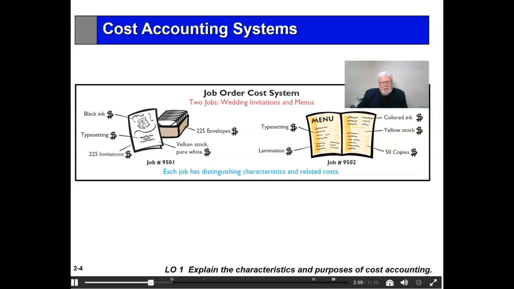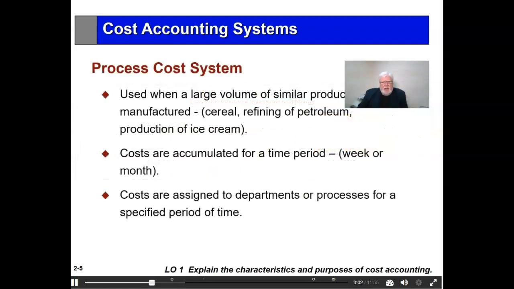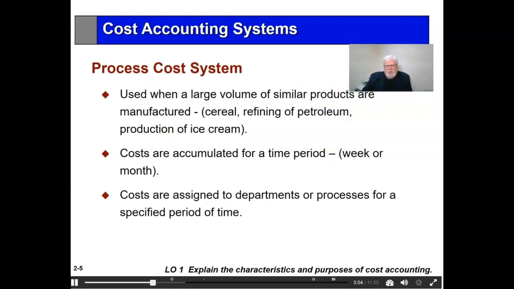Now we want to contrast that with a process costing system. A process costing system is used when we produce a large number of similar products. Think of a Coca-Cola plant. They produce cans of Coke. Each Coke has exactly the same amount of material, the same amount of labor, and the same amount of manufacturing overhead. So in this case, we trace the cost to the process, and because the output of the process is exactly the same, we simply divide the total cost of the process by the output.